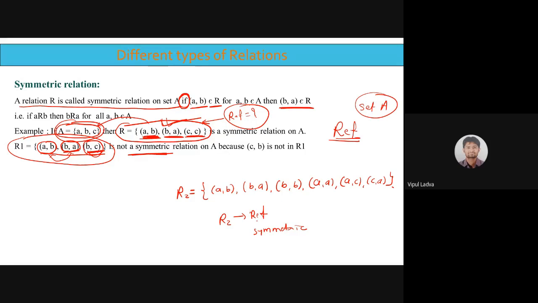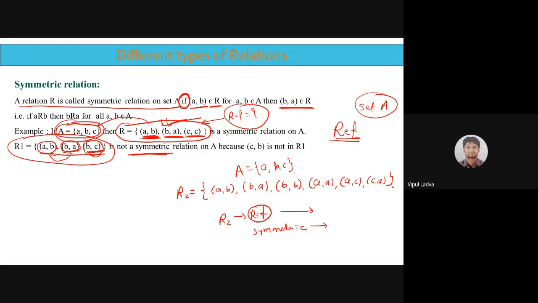Whether R2 is reflexive or not, whether R2 is symmetric or not, what will be your comment? And I'm talking on set A. Set A is having only 3 elements, A, B, and C. Tell me. Waiting for your reply. Whether this relation R2 is reflexive or not.